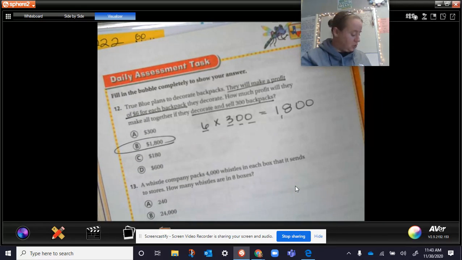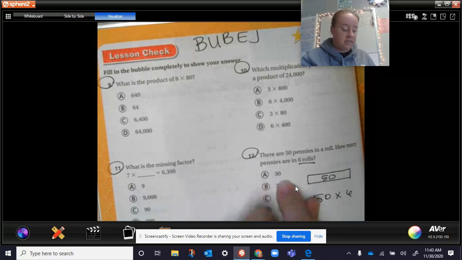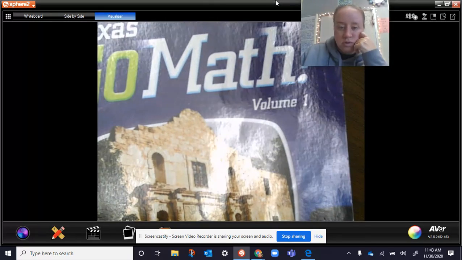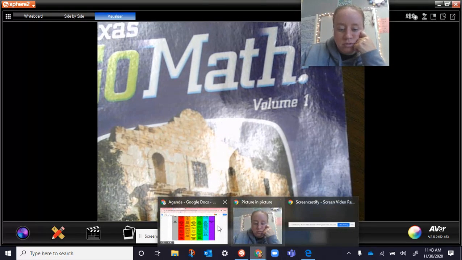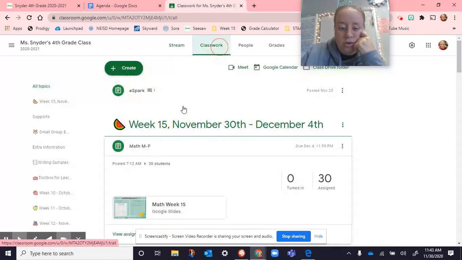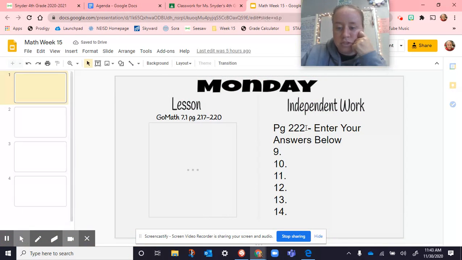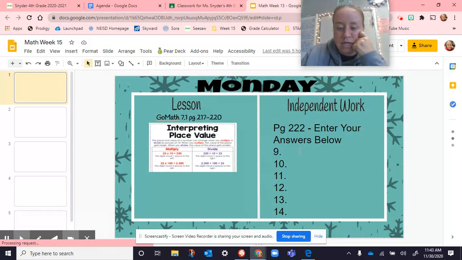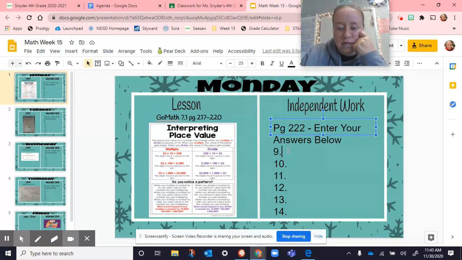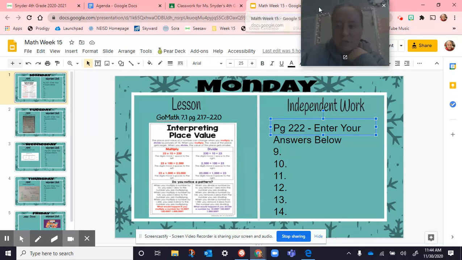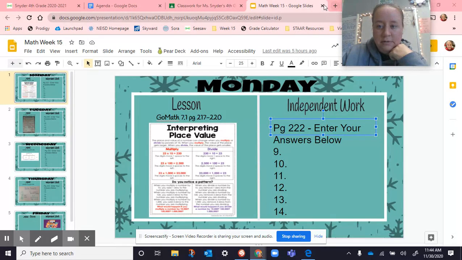And then students did, on page 222, students did numbers 9 through 14. And where they put those is in their Google Classroom. When you go to classwork and you click on the Monday through Friday, all of the answers go here. So on page 222, you enter your answers, you put A, B, C, D, whatever the letter is, you just click here and you can type and put those there. So I'm checking that to make sure that's all the way done.